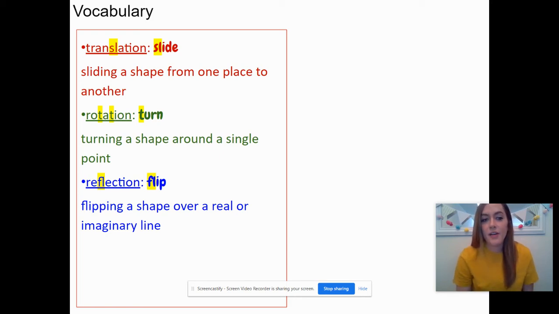We have that FL helping to remind us that it's a flip. Okay, so it's when a shape flips. Okay, it's flipping a shape over a real or imaginary line. And yesterday I kind of talked about how you picture if you were looking at yourself in the mirror, how you kind of flip, right? So that's what we do with the shapes.